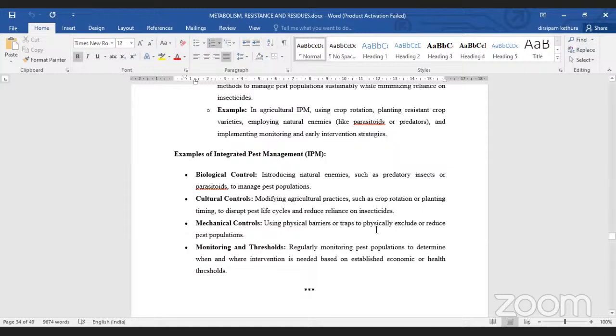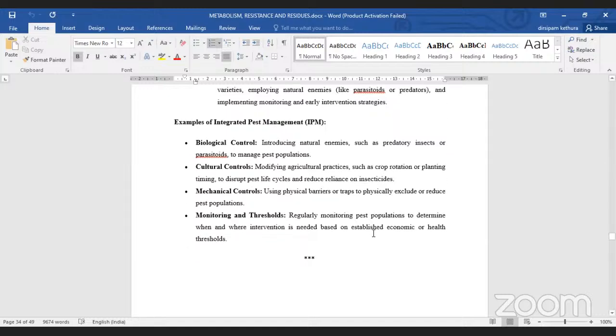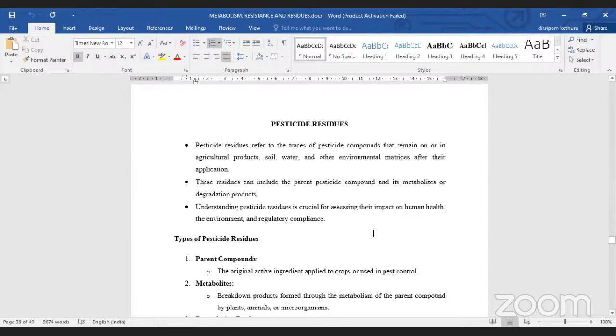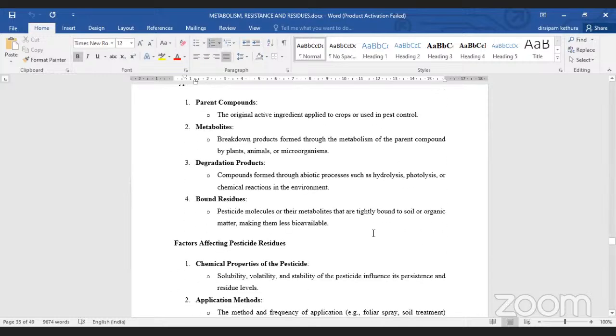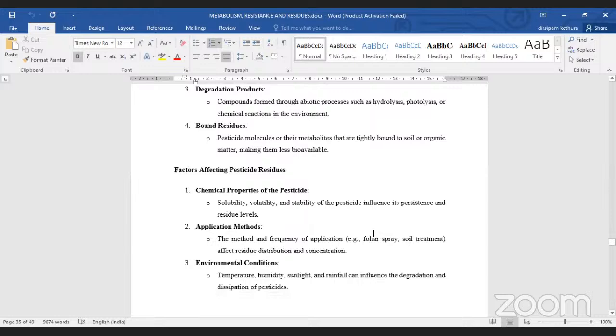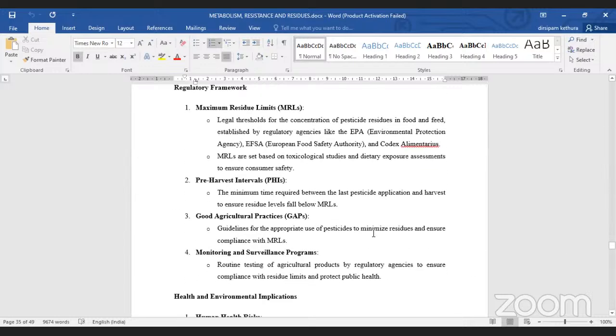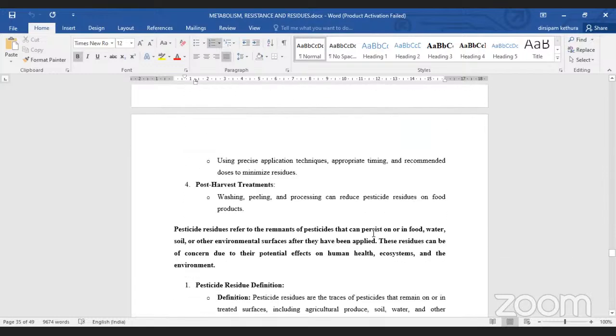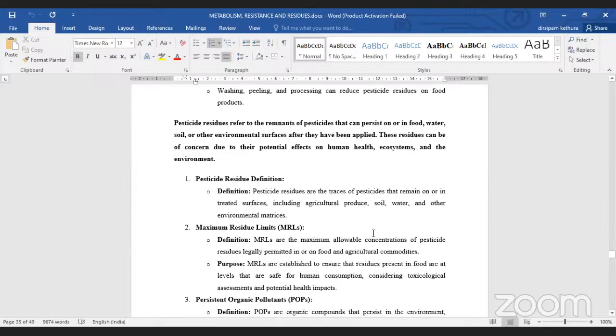And the second topic for today's session includes pesticide residues. In our previous classes, we have covered an introduction about pesticide residues. Under this, we have studied what a pesticide residue is, where it will be, what are the types of the pesticide residues, and what are the factors that affect the pesticide residues. All these things we have studied in our previous class. But today we are going to complete the elaborative part on pesticide residues.